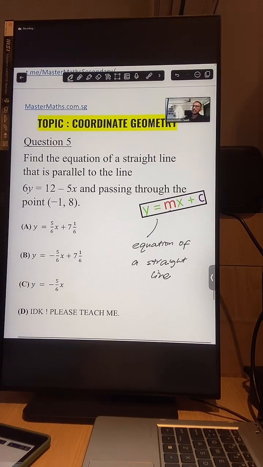Okay, so find the equation of a straight line that is parallel to the line 6y equals 12 minus 5x and passing through the point (-1, 8). Why are they suddenly talking about parallel? Okay, I'll give you all some time to figure it out. Is the answer A, B, C or D?